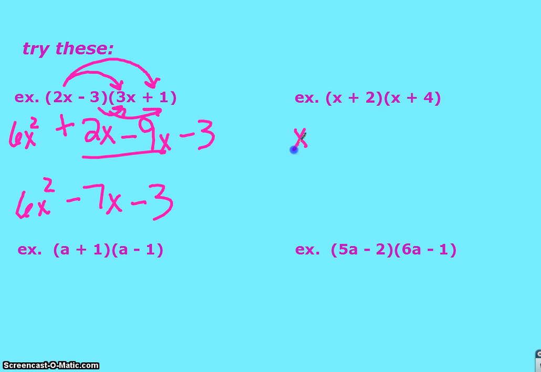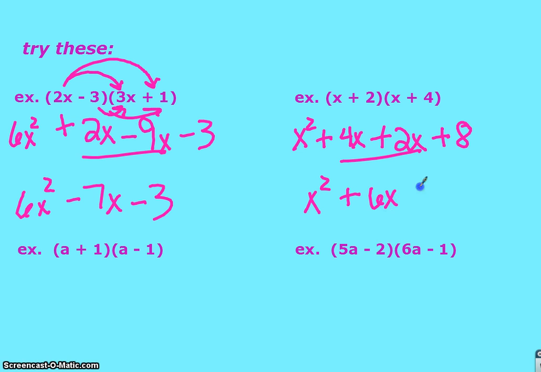X times x is x squared. X times 4 is plus 4x. 2 times x is plus 2x. 2 times 4 is plus 8. Bring down your x squared. The 2 in the middle combine and give you plus 6x. Bring down your plus 8.